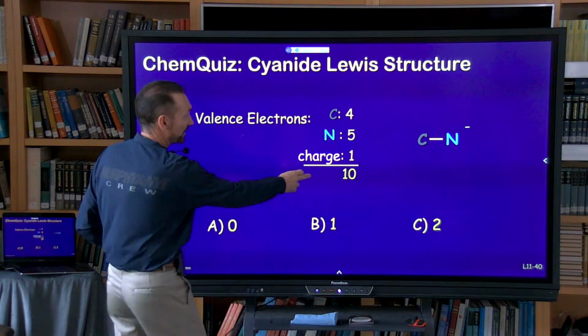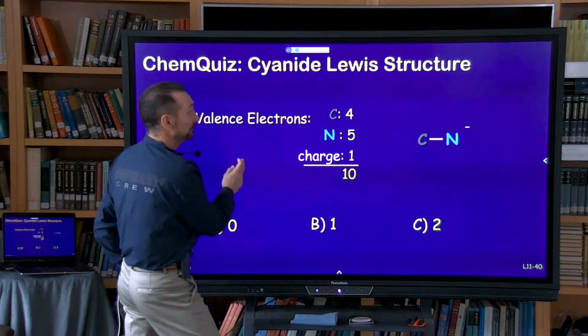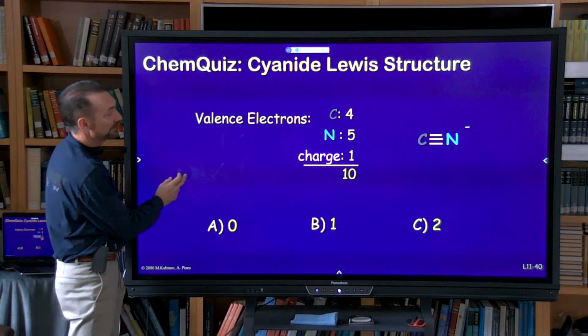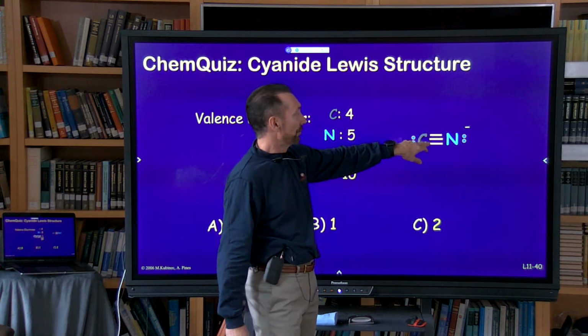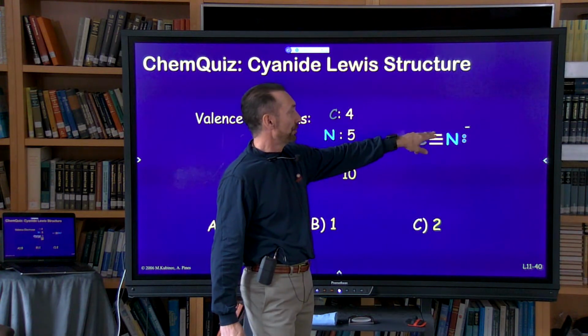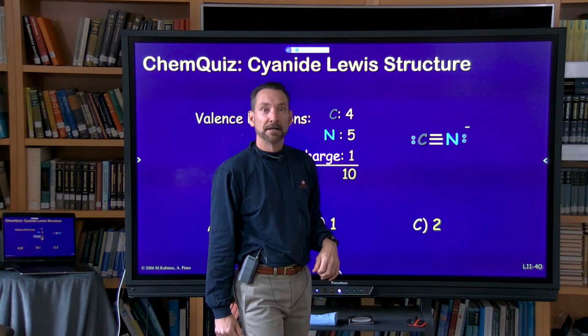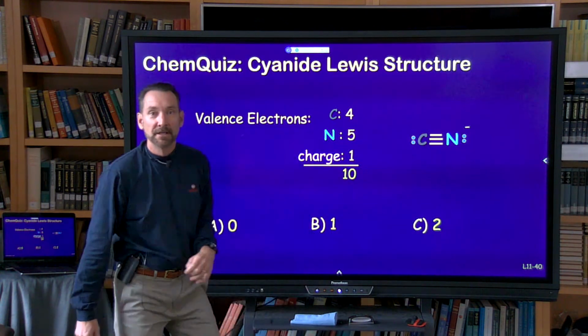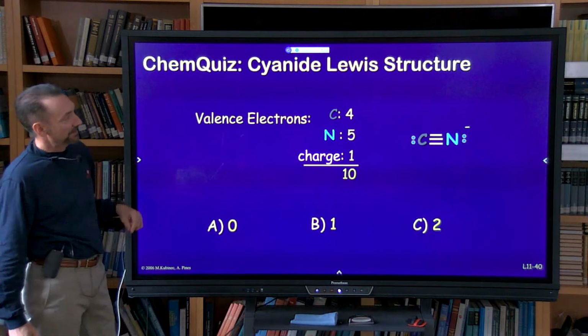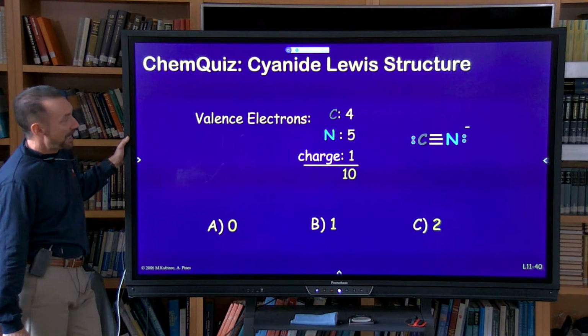So we have to put 10 around there. So the way to do that is to add the electrons like that. I kind of run short. I have to share a lot. So I write that Lewis dot structure with a triple bond between carbon and nitrogen. And that is the cyanide ion.